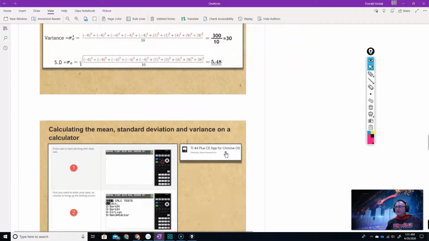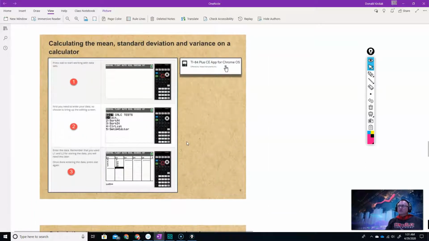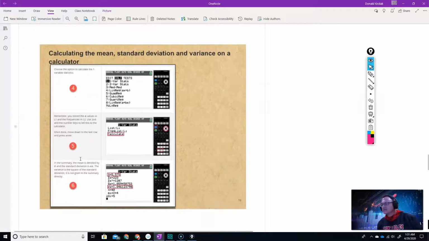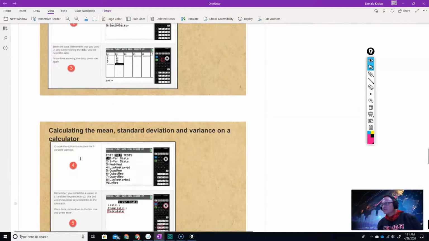Now I'm going to show you how to do it on your calculator. I was looking up TI-84s to see if anything was available on Chromebook, and apparently, because of the schools being closed down, Texas Instruments is offering a Chromebook TI-84 emulator. We can't install the ones we were using in school on a Chromebook, so I'd like you to try to open that. These screenshots take you through how to find the variance and the standard deviation, and it's pretty straightforward.